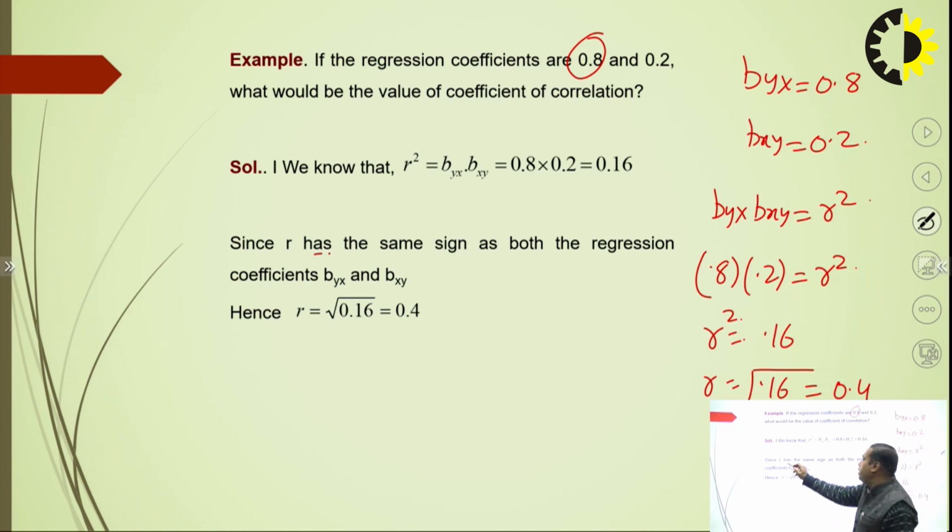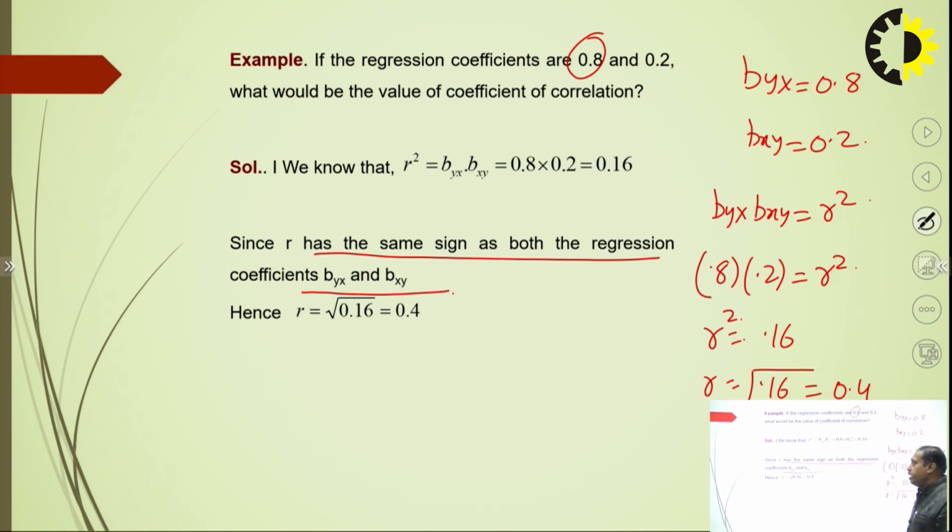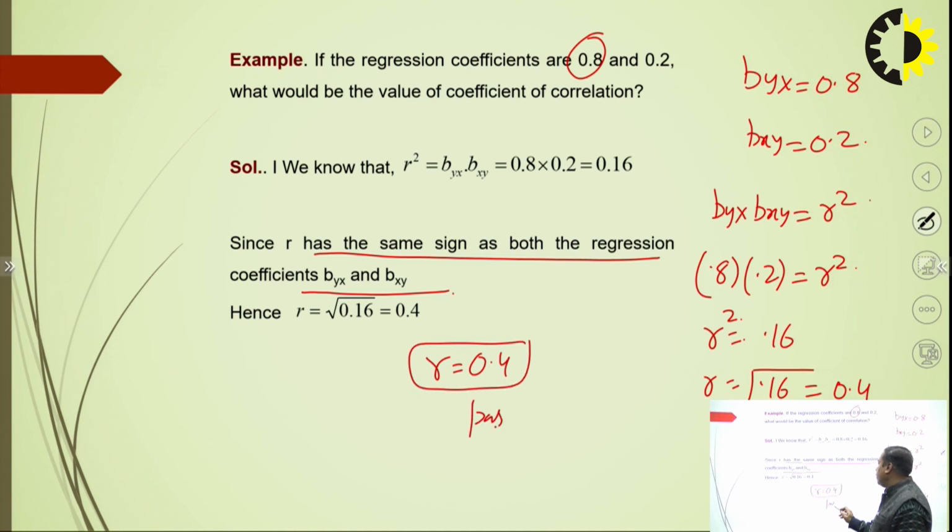r must have the same sign as both regression coefficients byx and bxy, and r having the value of 0.4 means positive correlation. If r has a negative value, then it is called negative correlation. Otherwise, we have to establish positive correlation.